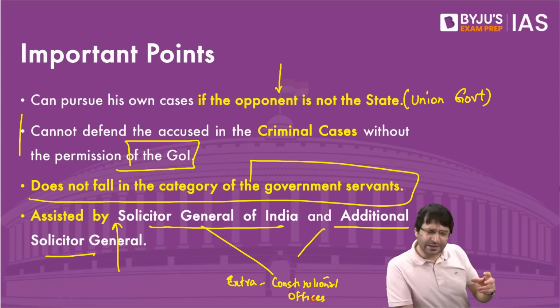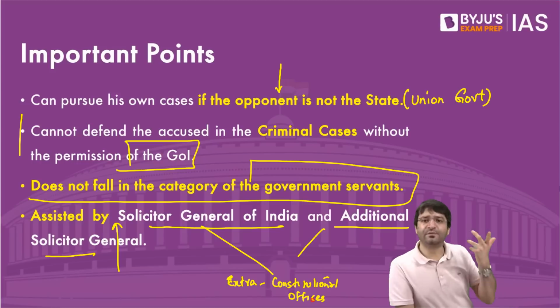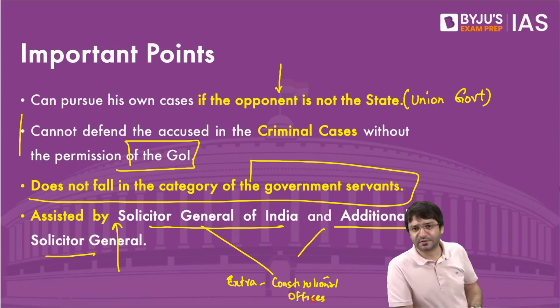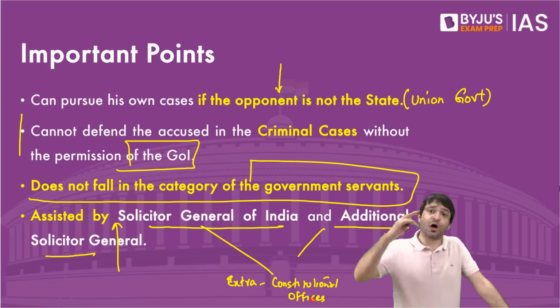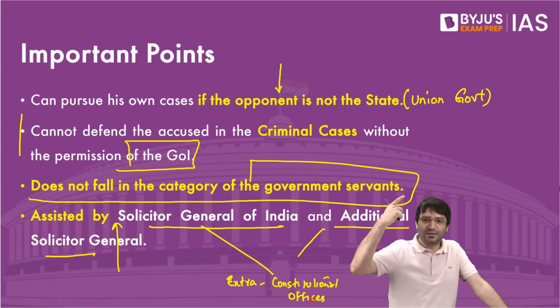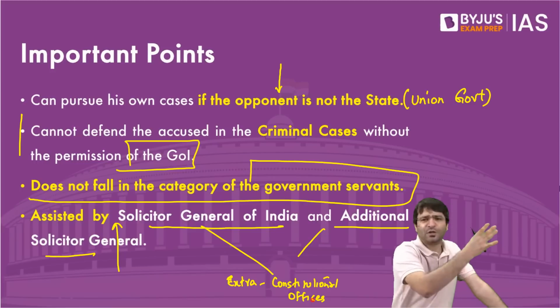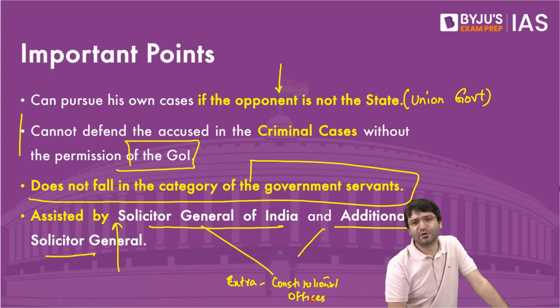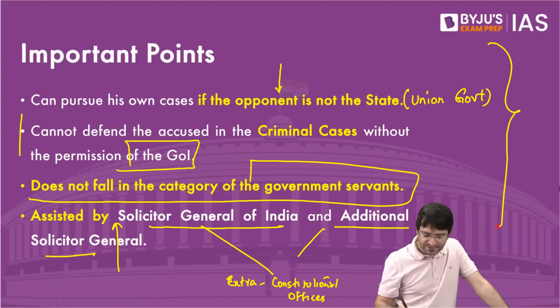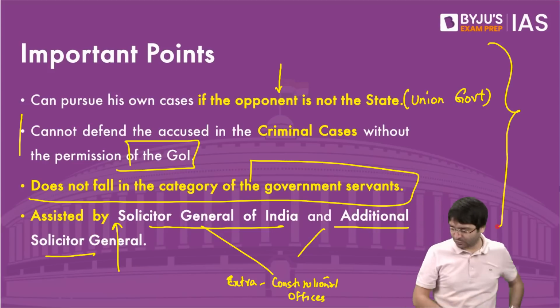But the Attorney General cannot take up all the cases because there may be hundreds of cases filed against the central government. So to assist him, we have the Solicitor General who takes up the bulk of the cases. To assist them, we have additional Solicitor Generals who take up other cases. Those top cases are taken by the Attorney General, and then some other important cases by the Solicitor General, and then smaller matters are taken by additional Solicitor Generals. This is the Union Executive, and the Attorney General topic is over.